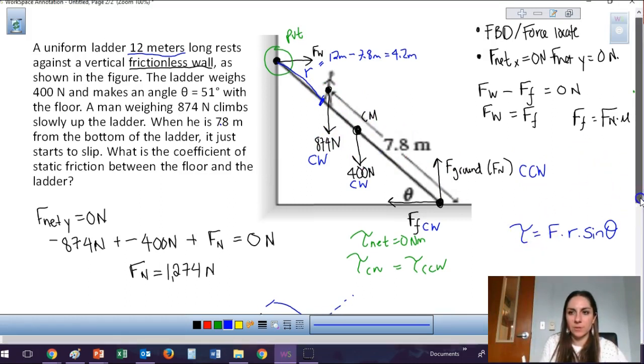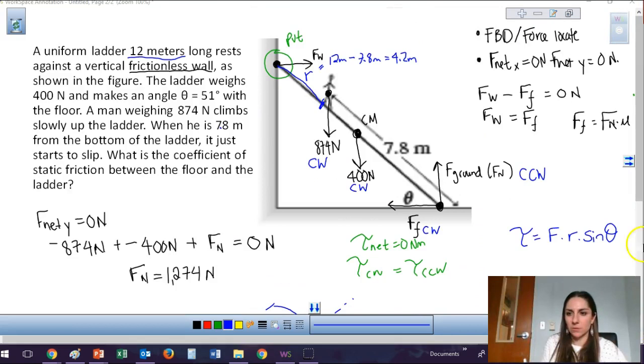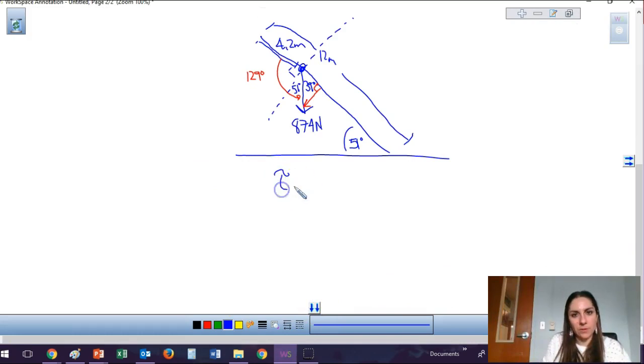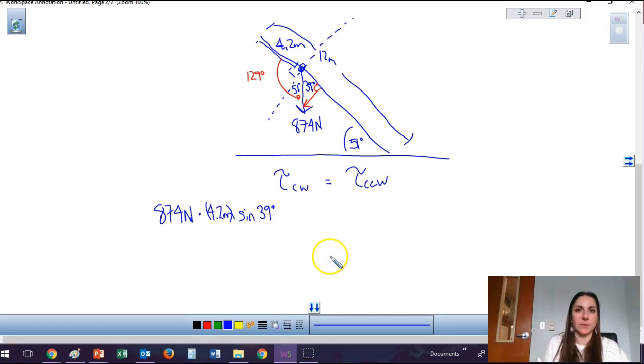So torque, actually, hold on one second, let me just go over here. So torque clockwise equals torque counterclockwise, like that. My first one, torque is force, so 874 times distance, 4.2 meters from the pivot, times sine. And like I said, you can use either. I'm just going to use 39 just because I want to use it. Times 39 like this. Okay.